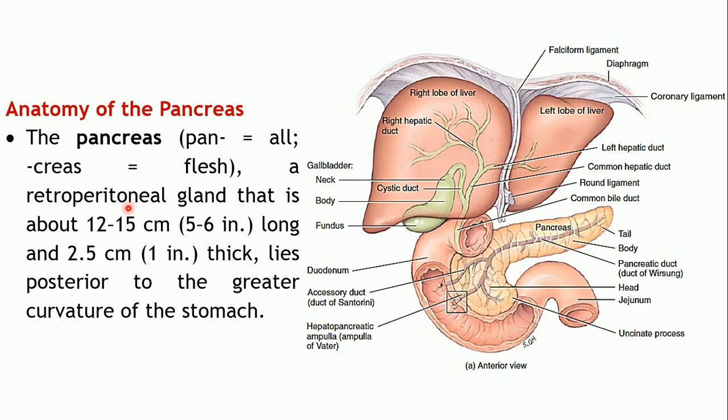Coming to the size of this particular organ, it's about 12 to 15 centimeter in length and 2.5 centimeter in thickness. So 12 to 15 centimeter is the length of this organ, this is the pancreas, and 2.5 centimeter is the thickness. Location wise, it is lying posterior to the greater curvature of the stomach. The stomach is the organ which we considered in the last lecture. So we have seen that the pancreas is not visible. It is lying posterior to the stomach, and it's a retroperitoneal organ.